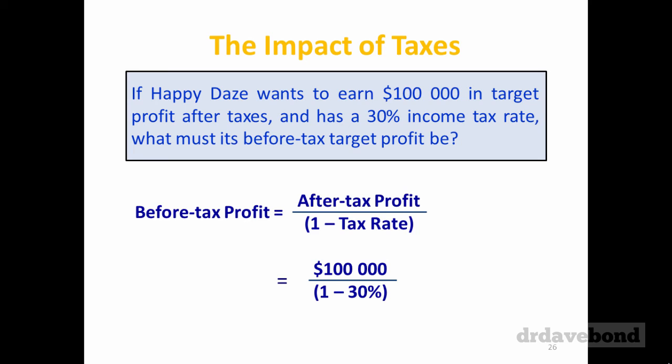But it's 100,000 divided by 1 minus 30% gives you 142,857. So if you want an after-tax profit of $100,000, you need a before-tax profit of 142,857. Now, a way to check this, because I get slightly worried when I'm doing this sort of stuff that I've calculated it wrong. A really good way just to double check it is to do this.